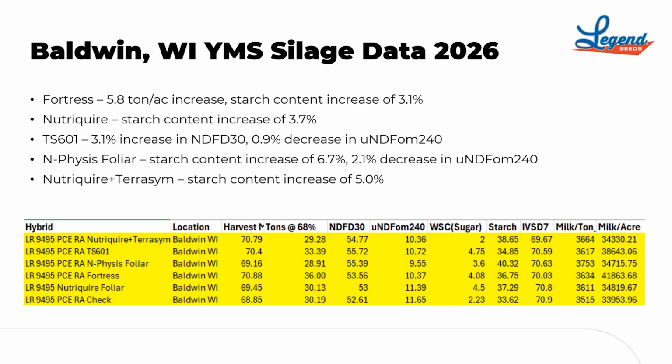And then the NutriQuire Terrasim starch content increase of 5%. That's just coming on the grain side. I haven't really seen the NutriQuire Terrasim or the planter box products really change the fiber digestibility side so much. They're changing the energy, and that's all basically coming from the grain yield side of things.